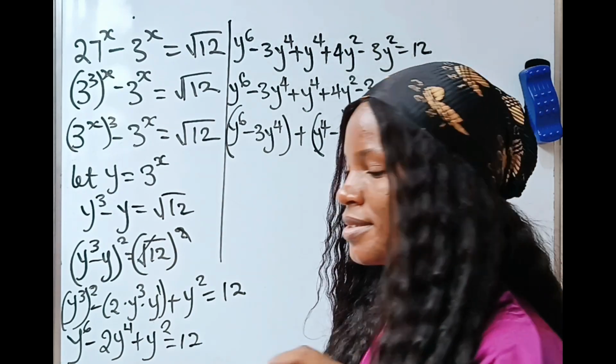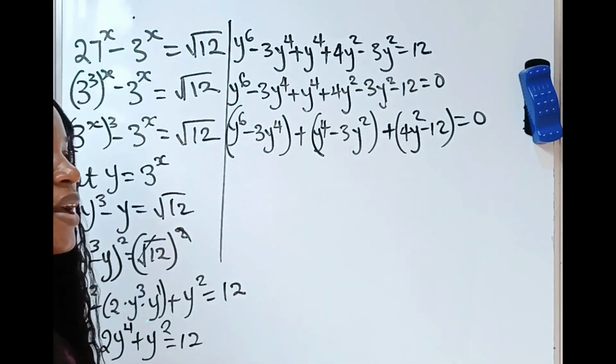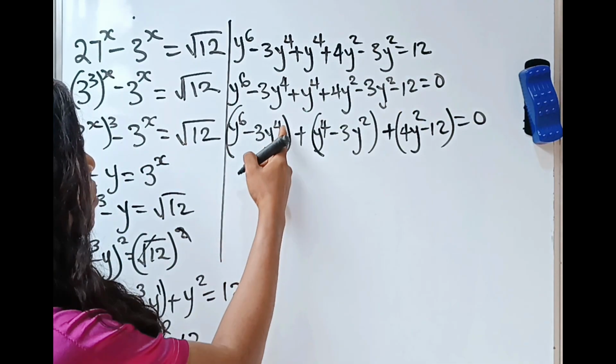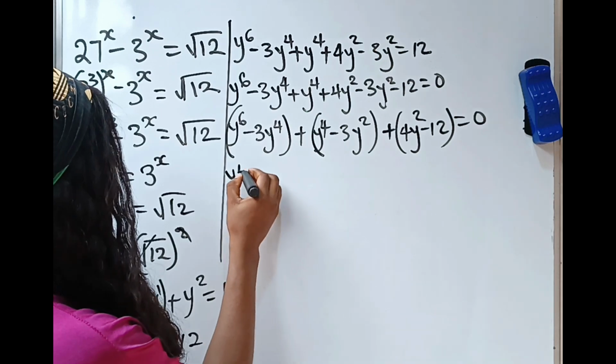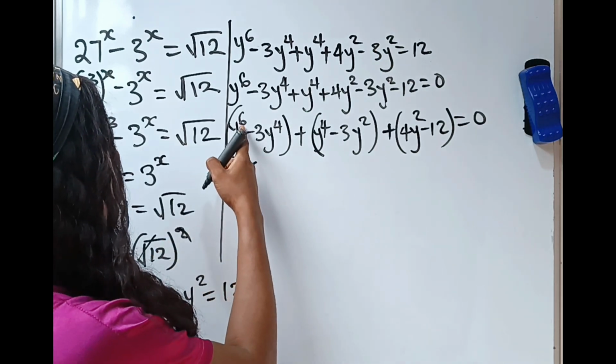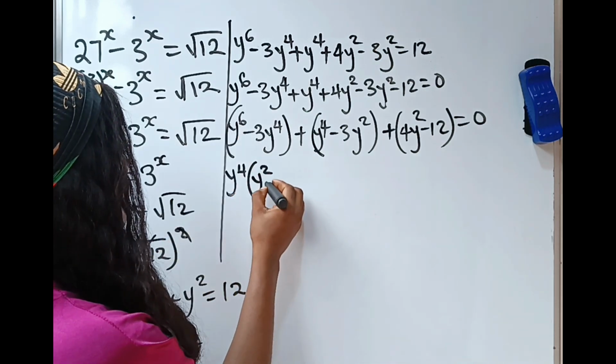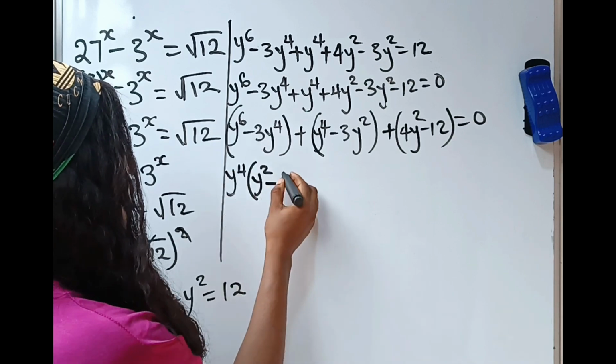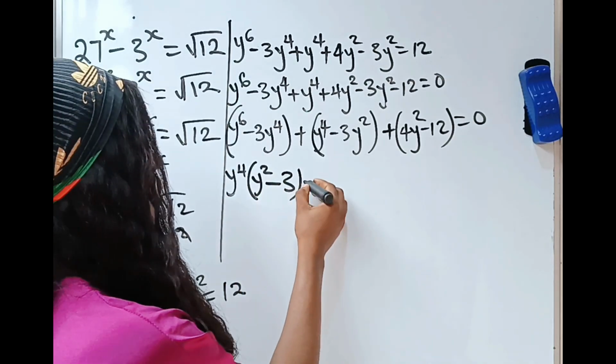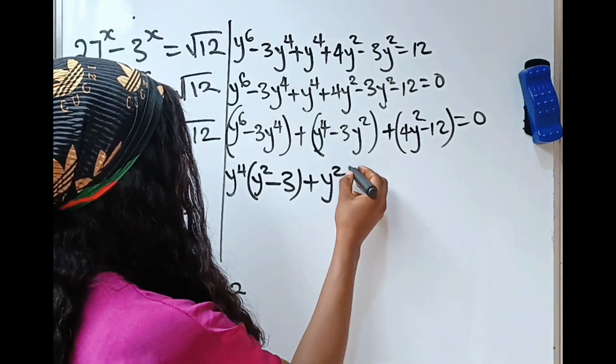Now, time to factorize. So this is what we have. Let's bring out y to the power of 4 from here. So we have y to the power of 4, open bracket. When this is divided by this, y squared will remain. When this is divided by this, 3 will remain, right? Plus, let's factorize y squared here.